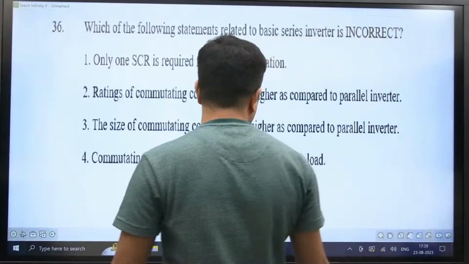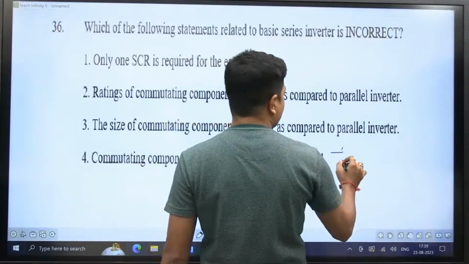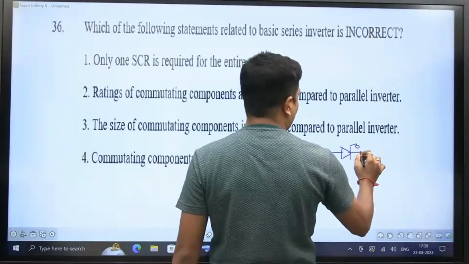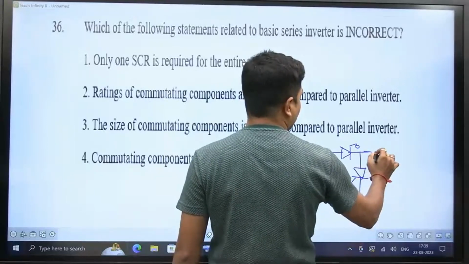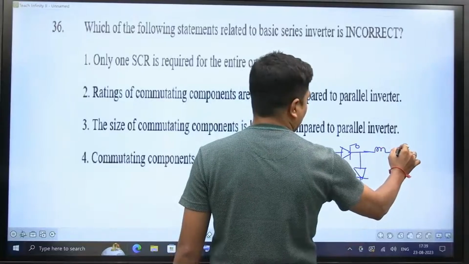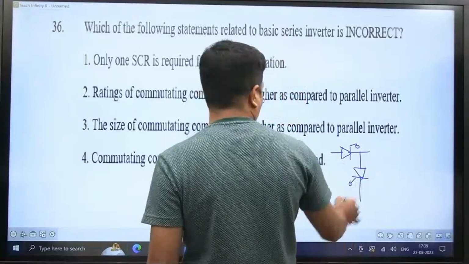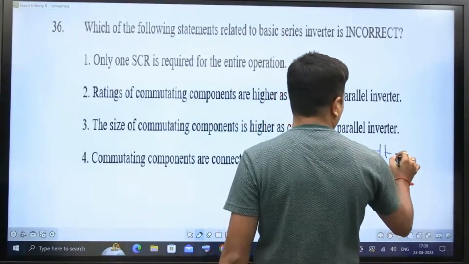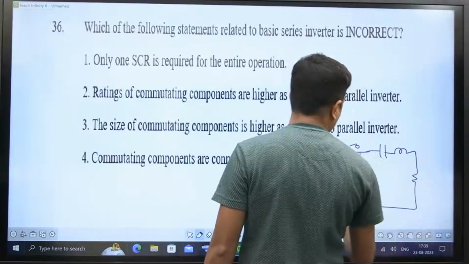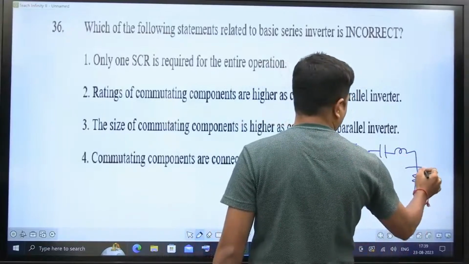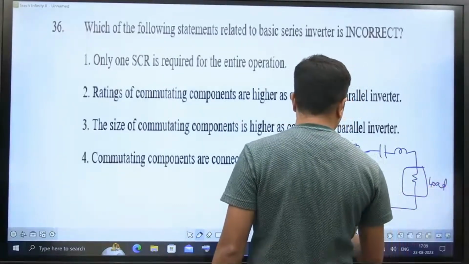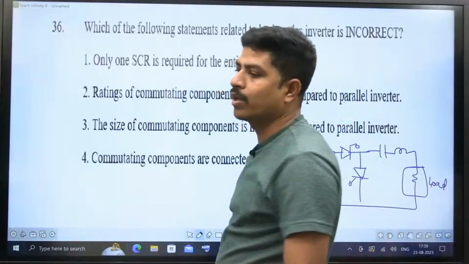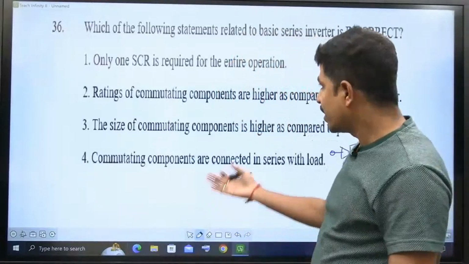Let me draw the basic series inverter first. This is the basic series inverter. This is the load, in fact. So this particular one is the load, right? This is the basic series inverter. Now read the statements.